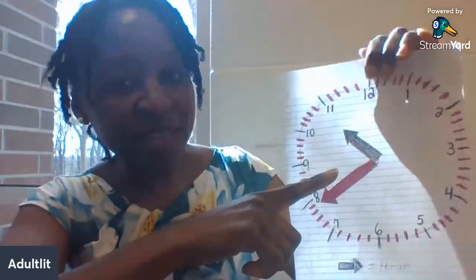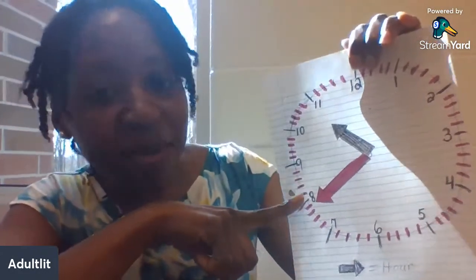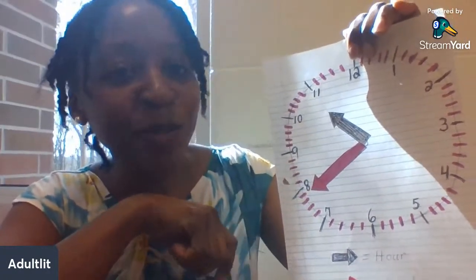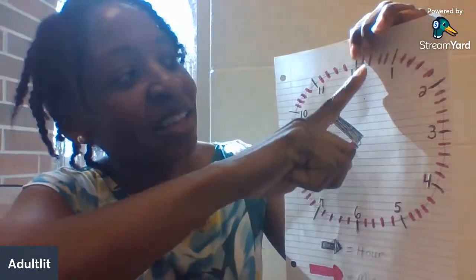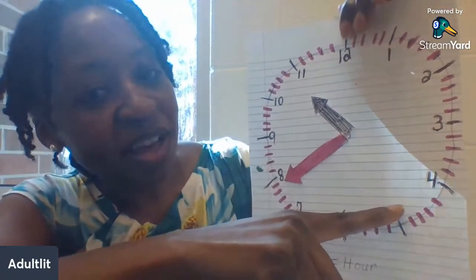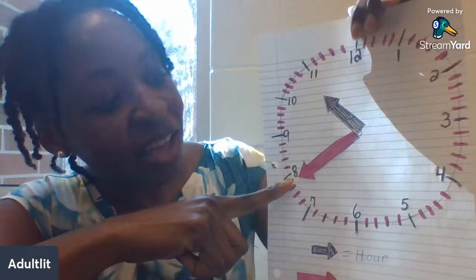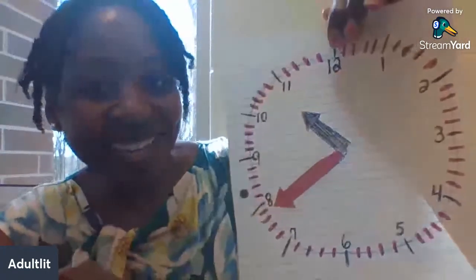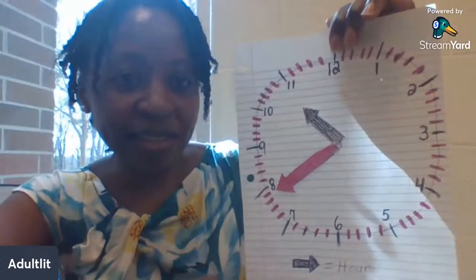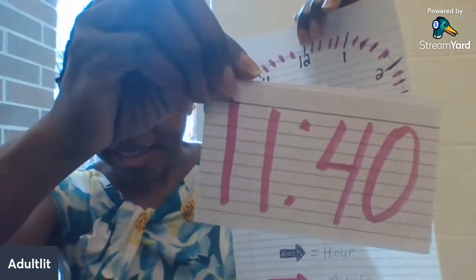Okay, so now I have the hour hand on the 11, so that lets you know it's 11. And I have the minute hand on the 8. Okay, so what did I say the 8 is again? Class, we're going to have to count by 5s if you don't remember. 5, 10, 15, 20, 25, 30, 35, 40. Okay, so that means it's 11:40. That is the time on this clock, 11:40. Okay, and let me show you how that looks. 11:40 looks like this. Okay, if you're ever writing that.